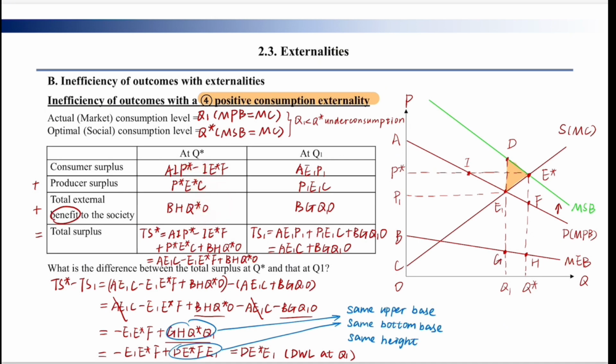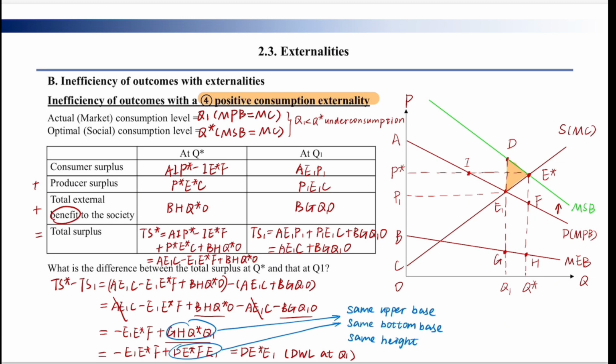And at Q1 level, we don't need to consider the right-hand side of the Q1 level. And the consumer surplus is this triangle, and producer surplus is this triangle. And the total external benefit to the society is this small trapezoid. Okay, so the total surplus at Q1 is this one plus this one plus this one. So after knowing this, we need to calculate the difference between this one and this one. We use the TS star minus TS1.